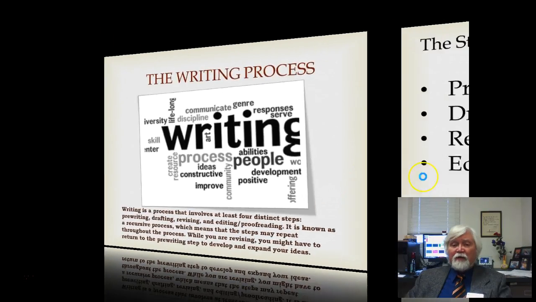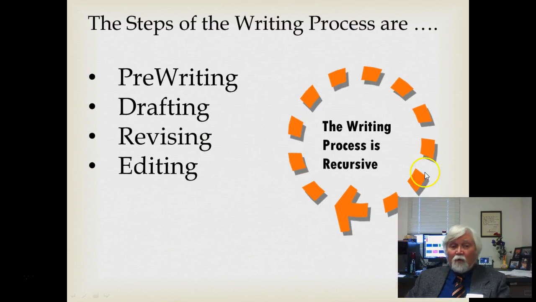So you're not always doing it just in a very straightforward manner, where when you finish pre-writing, you move to drafting. When you finish drafting, you're in revising. Finish revising, you're into editing. It doesn't always happen that way. Sometimes when you're revising, you get a new idea. So you go back to pre-writing, where you explore that idea and you incorporate it into the draft, and then you go back and revise further. It is a recursive process.